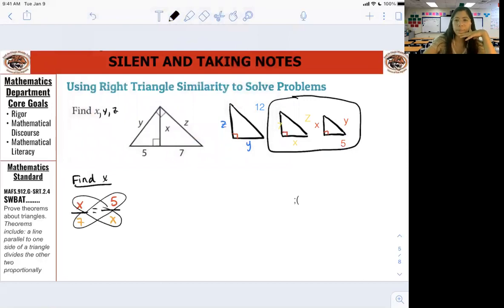Let's go ahead and cross multiply. And what do I get? That will give us x squared equals 35. Good. X squared equals 35. Now I take the square root of both sides. And can I simplify the square root of 35?